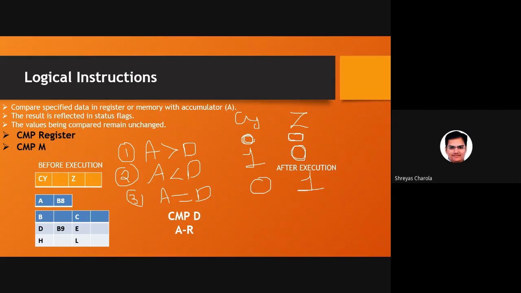When both the numbers are equal, A equals B, if you do A minus B, you get 0 as the answer. So the zero flag will be set to 1 and the carry flag will be 0. Is this situation clear?